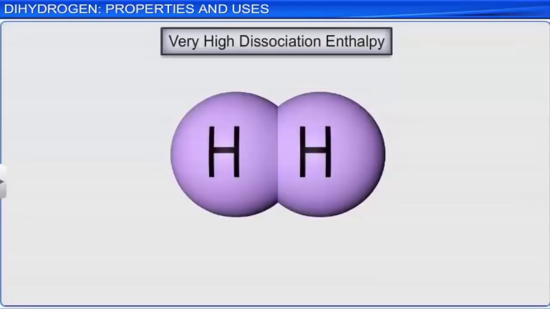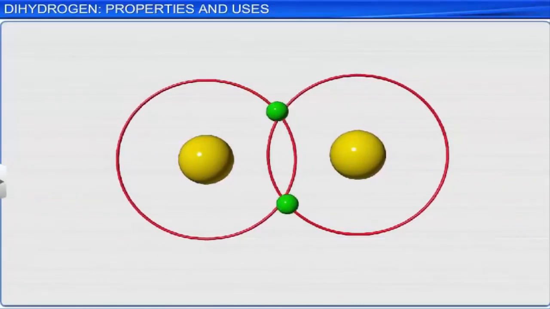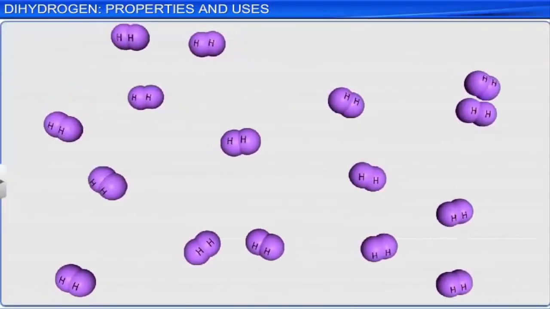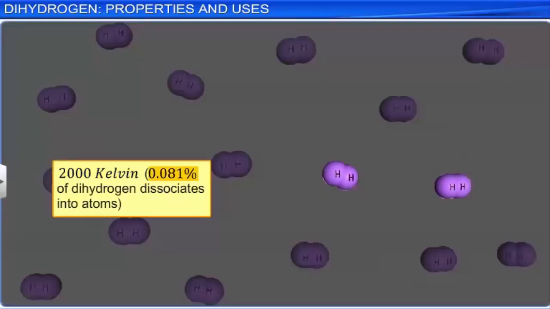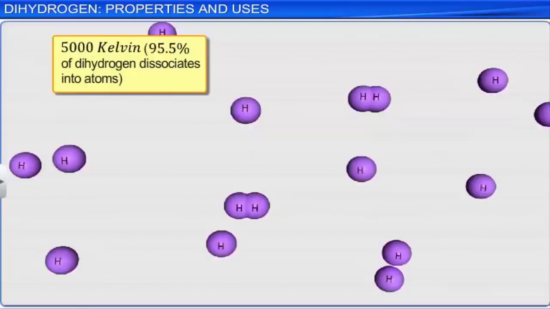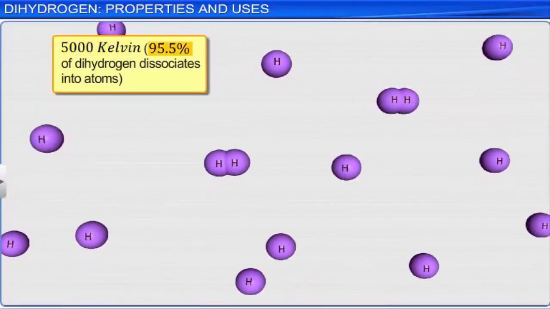In a dihydrogen molecule, the H-H bond dissociation enthalpy is very high. This is because, as the size of the hydrogen atom is very small, it forms a very strong covalent bond. Thus, it requires an extremely high temperature to dissociate dihydrogen into its hydrogen atoms. For example, at 2000 Kelvin, only 0.081% of dihydrogen dissociates into hydrogen atoms. Only at a high temperature of 5000 Kelvin do we get almost 95.5% dissociation of dihydrogen molecules into its atoms.